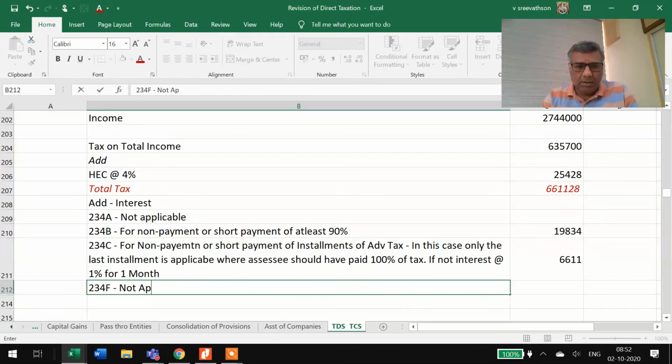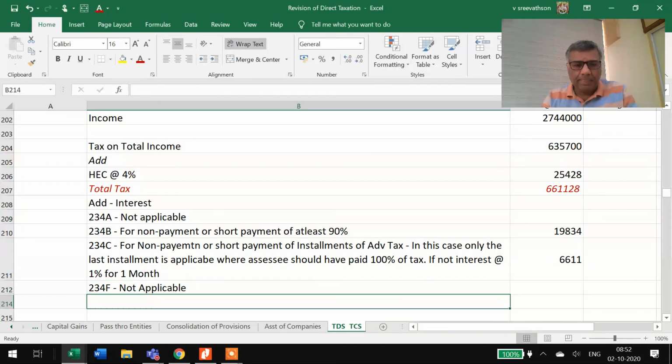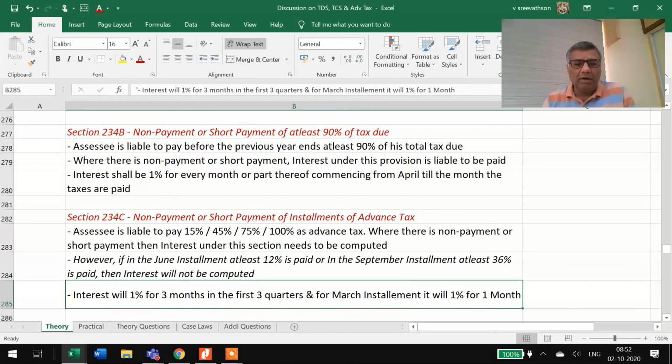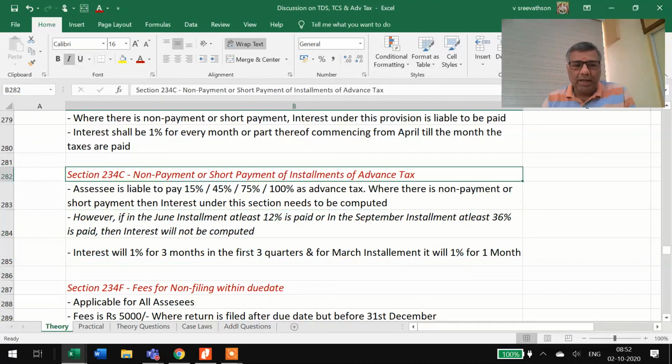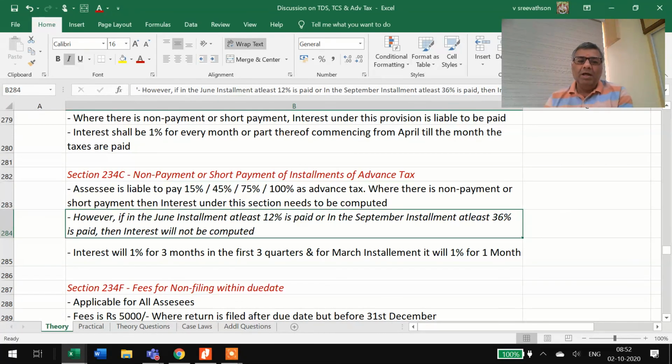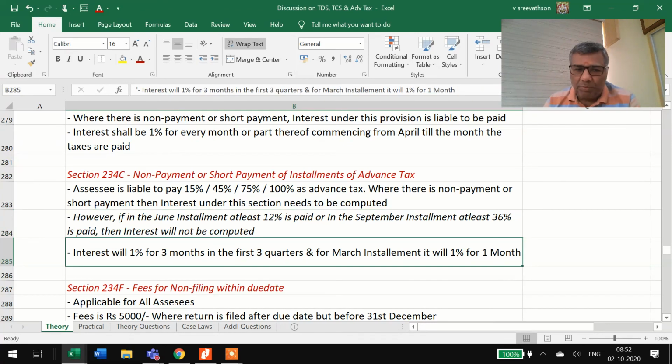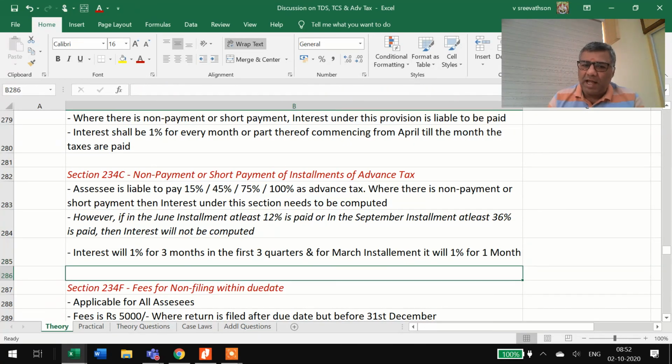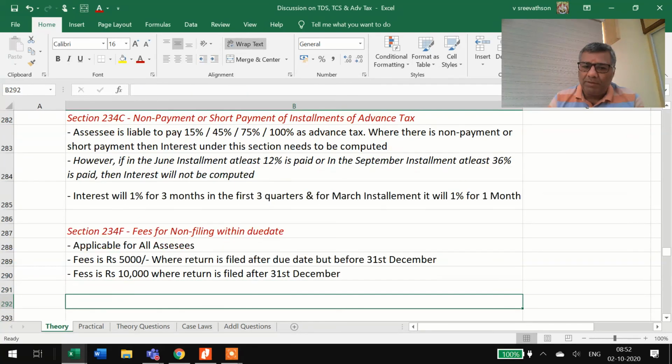Okay, 234A is not applicable. The assessee is liable to pay 15%, 45%, 75%, 100%. Where there is non-payment or short payment, interest is applicable. However, for 12% and 36% paid, interest will not be there. 1% for 3 months in the first 3 quarters, and for the last month, 1% for 1 month.